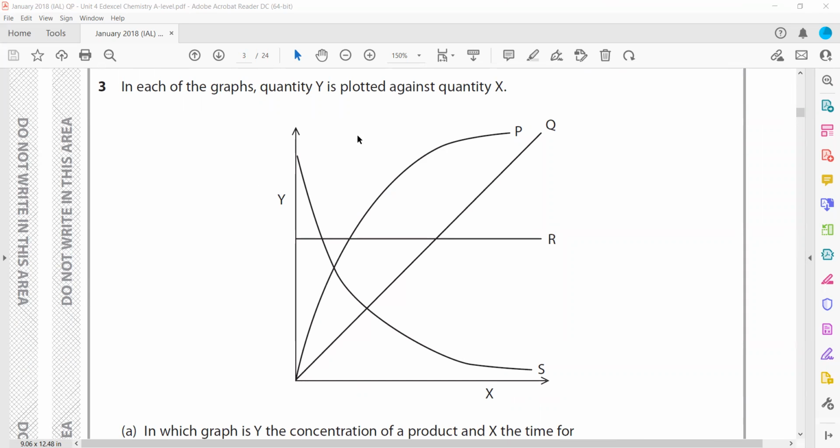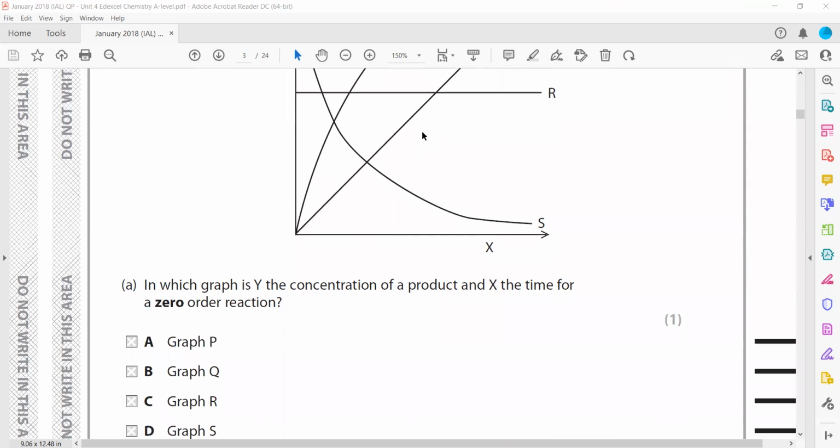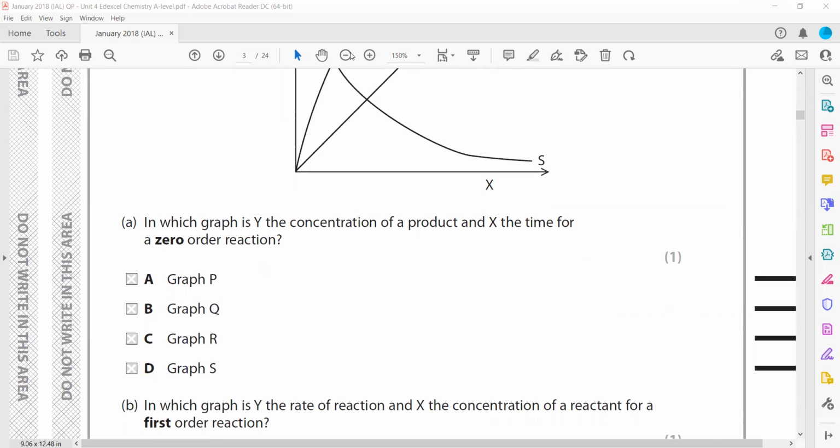In each of the graphs, quantity Y is plotted against X. In which graph is Y the concentration of a product against time? Remember, if we have a concentration-time graph, the slope represents the rate. And because it is a zero order reaction, and they're asking about the concentration of a product. If it was the concentration of a reactant, then it should be like this.